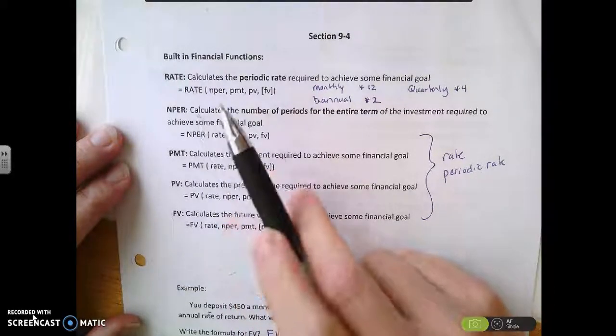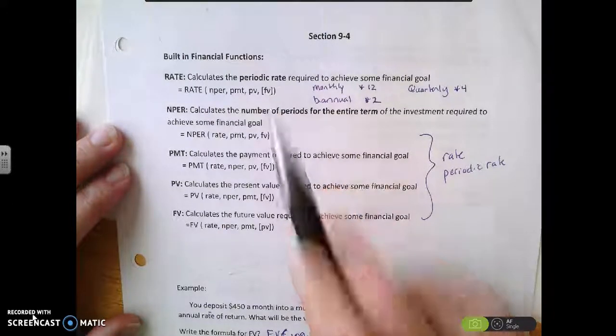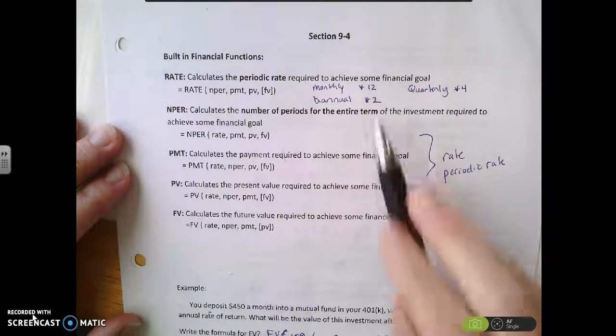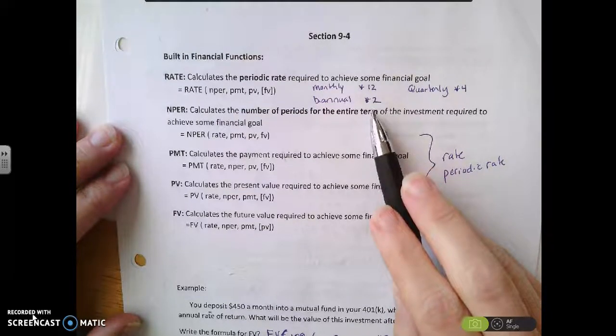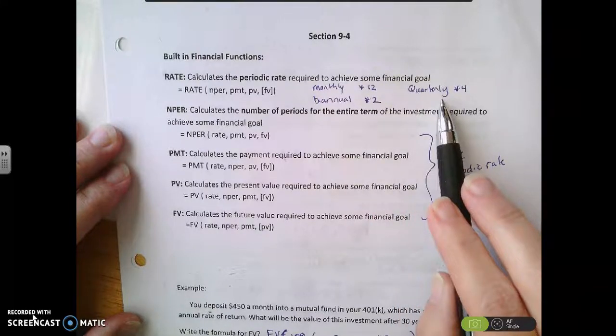And to calculate the rate, this is called the periodic rate. So remember, the periodic rate is not the same thing as the annual percentage rate. The periodic rate is the amount of interest that you're paying per period. So it could be per month, per quarter, per biannual. So monthly would be 12 times, biannual would be twice a year, quarterly would be 4 times a year.